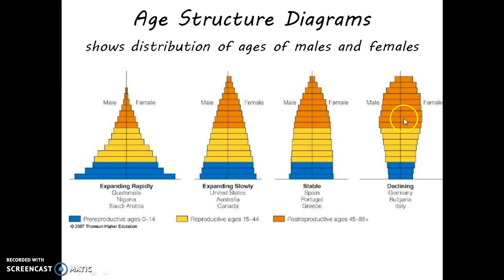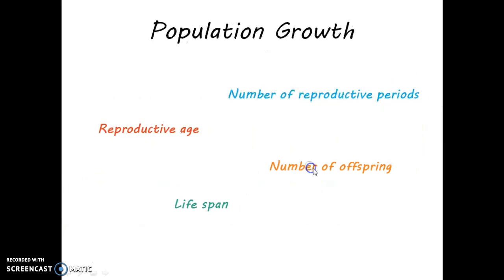Now, when we start to see a population distribution that looks like this, where there's very few young individuals and lots of old individuals, and the people who are of reproductive age are producing less offspring, that's going to show that our population is declining. And so ecologists and scientists can learn a lot about a population from these age structure diagrams.